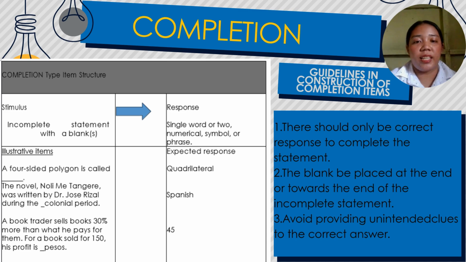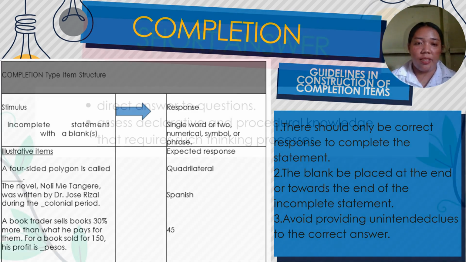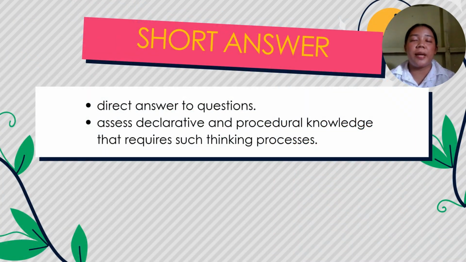And the last one is to avoid providing unintended clues to the correct answer. Don't give hints in the statement that can make the answer too obvious. For example, the length of the blank, the grammar structure, or nearby words might help the students guess even without knowing the lesson. Another type of supply type of test is the short answer type. This requires students to give a direct and brief answer to a question.